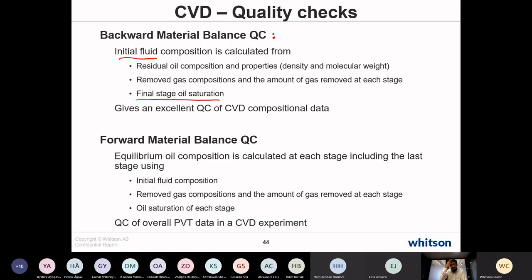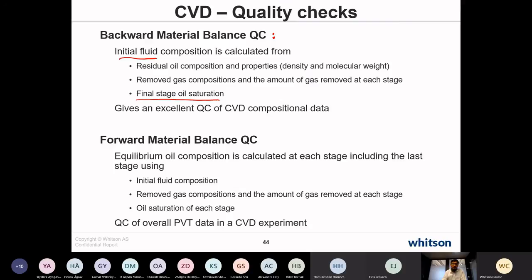So even if we have this lean gas condensate fluid system, and we have very high uncertainty in the liquid saturation measurement, if the gas compositions are measured accurately, then the backward material balance should give us very good results. It should indicate whether the compositional data is measured accurately or not, because it removes the oil saturation measurements out of the equation.